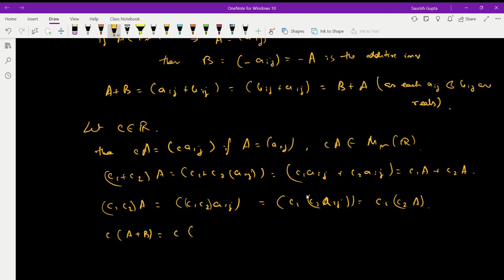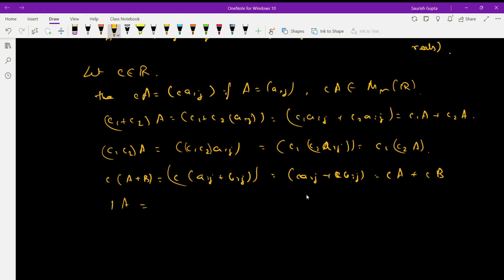Similarly, if we have C times (A plus B), where A is of the form Aij and B is of the form Bij, then this is nothing but of the form C(Aij plus Bij). So it's the matrix with entry C Aij plus C Bij. So it's CA plus CB. And if you multiply 1 times A, it's nothing but 1 times Aij, which is the same as Aij. So it's A. Therefore M_n(R) is a vector space.